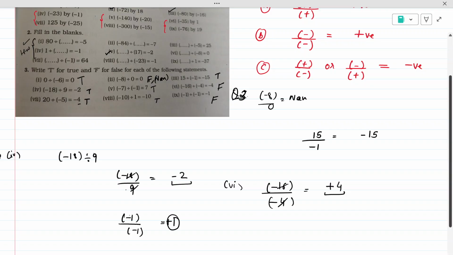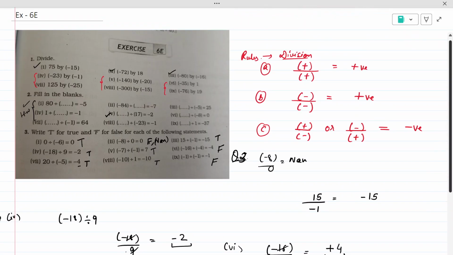So kids, this is the end of this exercise also. We have completed. It involves a lot and lot of usage of these rules, and moving across the equal to sign. So please practice these questions a lot. Okay? And if you have any questions, you can always ask me.